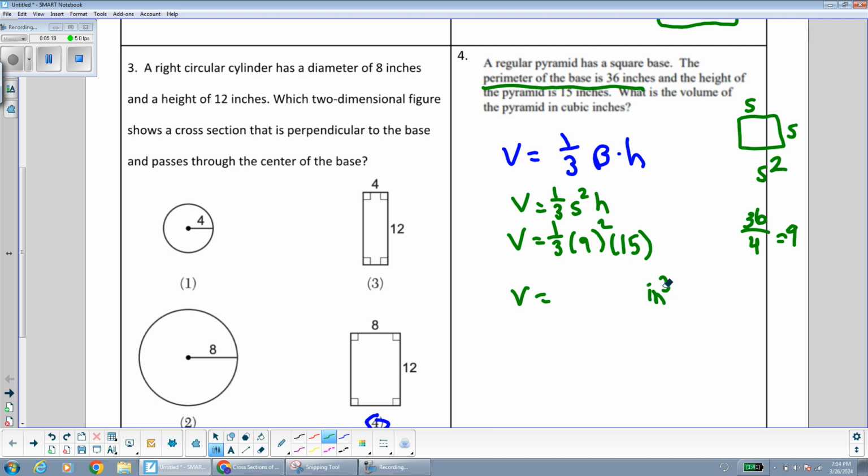I'm going to type this into my calculator now. 1/3 times 9 squared times 15. And I got 405 cubic inches as my answer.